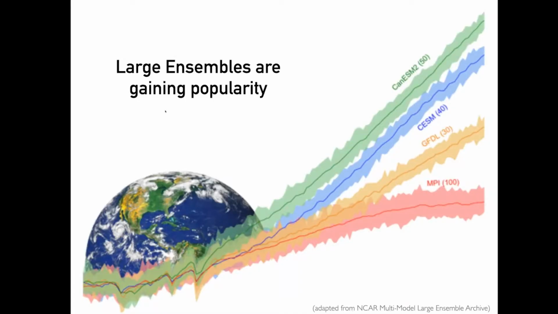I probably don't have to tell this crowd a huge amount about large ensembles, but just to emphasize that they are gaining popularity within the climate modeling community. The CESM large ensemble is a particularly well-known example, but there are many others at this point of different sizes. They have typical sizes of anything from 15 to 20 all the way up to 100 members. The largest one I know of right now is the NPI Grand Ensemble. This figure is adapted from the NCAR Multi-Model Large Ensemble Archive webpage. There are ongoing efforts to not only run multiple large ensembles with different models, but also facilitate the intercomparison of large ensembles.